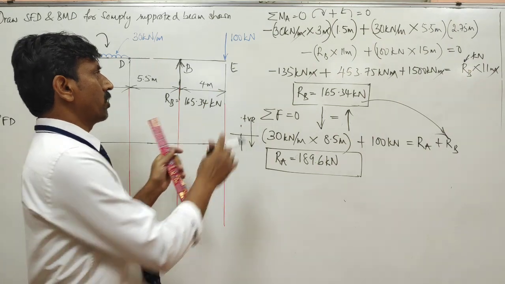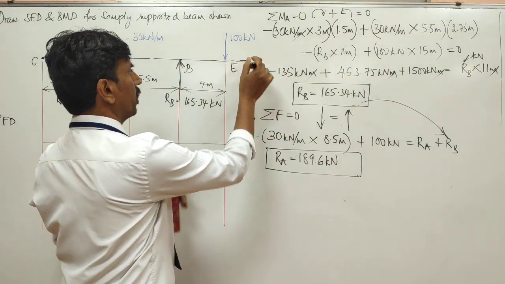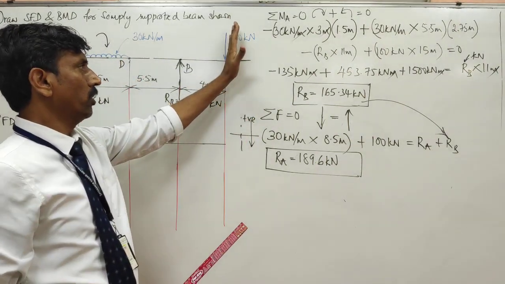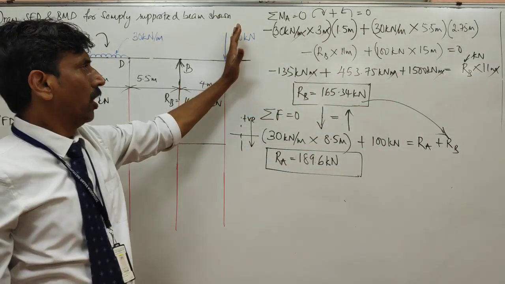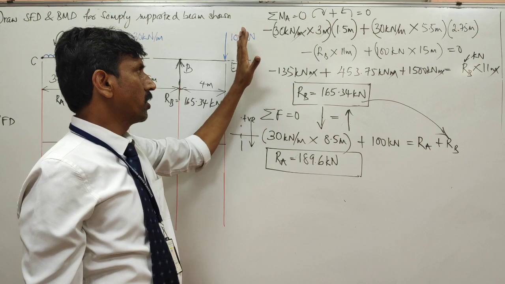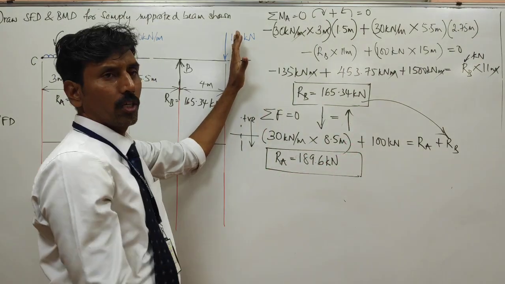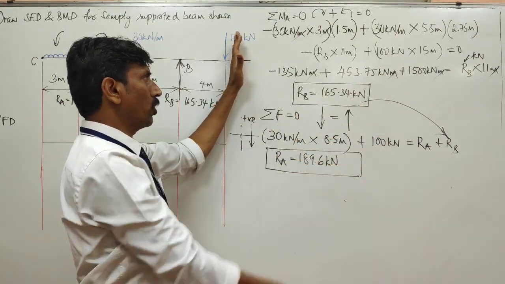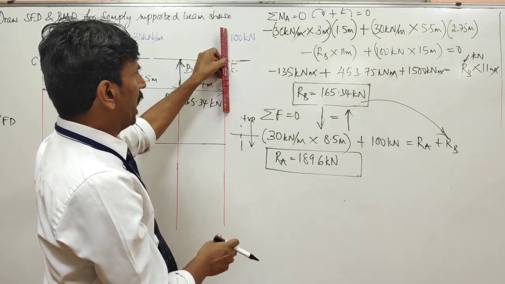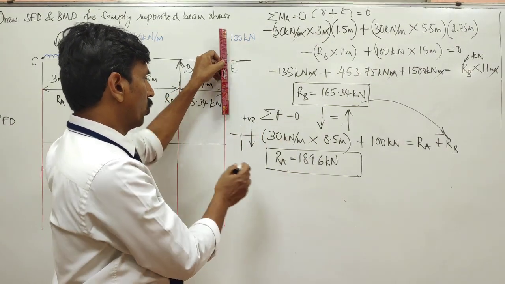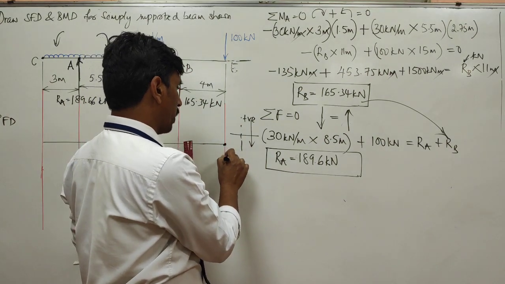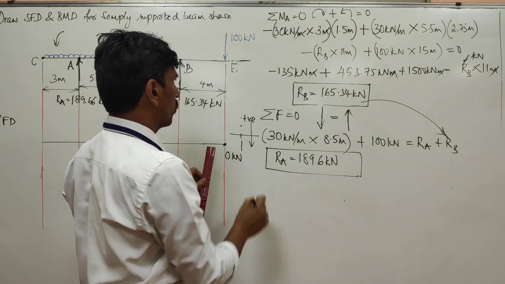Now let us assume that this beam actually extends towards the right side of this 100 kilonewton. But even if it is quite lengthy on this side, since there are no forces on this side, the shear force on this part of the beam is 0. So if I am on the right hand side of this 100 kilonewton, there are no shear forces. So I write this as 0 kilonewton shear force.